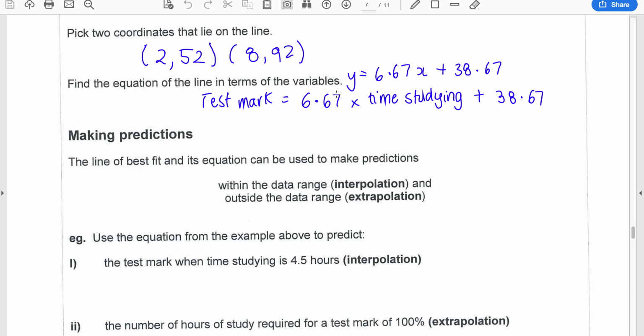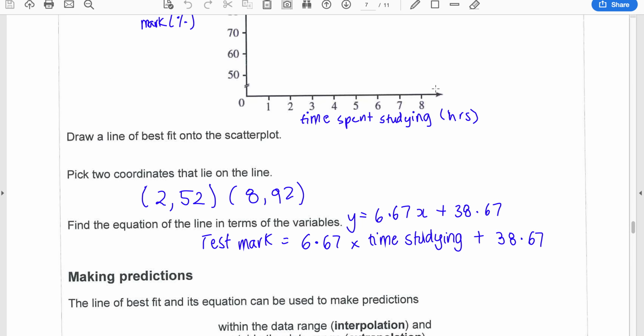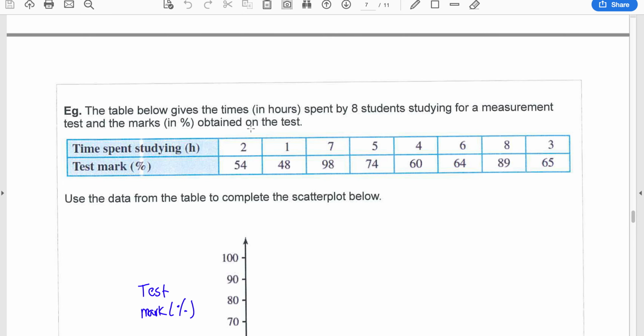What this regression equation gives us is an ability to substitute values into it and then have a look at what the test mark would be, or what a predicted test mark would be. And we can even look at the predicted time that we need to study to obtain a particular test mark, and that is based on the data that we've got. So that is based on this data that we had up here.